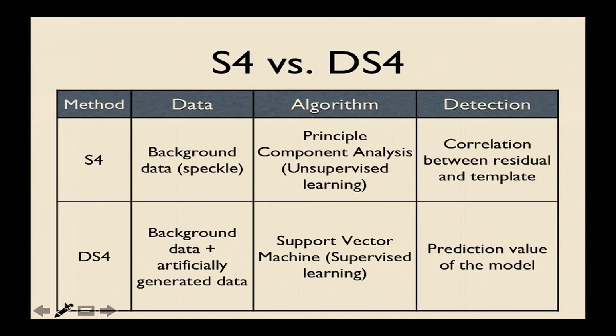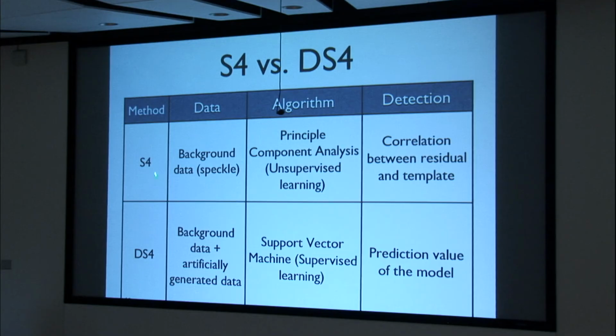So just to contrast the two models I've been talking about. For the S4 model I described, the data you're going to use is just the actual background, the raw data of the cube. And our algorithm was really just principal component analysis, which is unsupervised. At least for the detection case, we're just using the correlation between a residual and a template. You could also use that joint model I described to do detection, but it's a little bit slow. And that's a point I'll come to in a second.